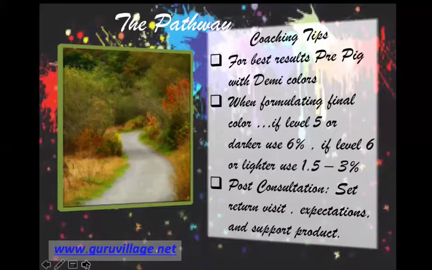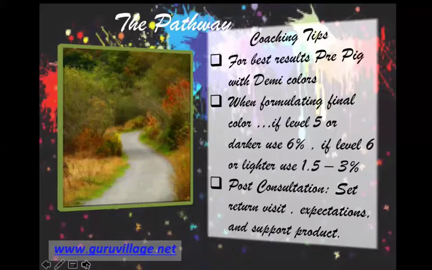All right, when formulating your final color, if it's a level 5 or darker, the volume of developer that I choose is 6%, 20 volume. Why? Because we all think 20 volume, we think lift. I don't even think about developer that way. Here's what I do think about. 20 volume, because it's developer, and the characteristic of a developer is to fracture pigment. 20 volume is going to fracture pigment, not necessarily what's in the hair, but it's going to fracture the artificial pigment that's in the bowl.